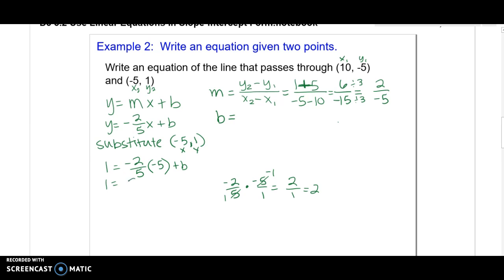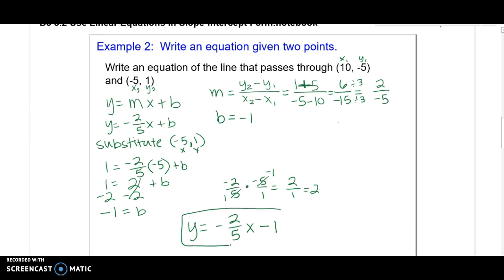So we have 1 equals 2 plus b. Now, to solve for b, subtract 2 from both sides, we get negative 1 equals b. Okay. So now that we know our b value, we can go ahead and write our equation. So I'm going to come down here and write it. So I have y equals, our m value is negative 2/5 x plus b, and it's negative 1, so I'm going to go ahead and say minus 1. That is our final equation.